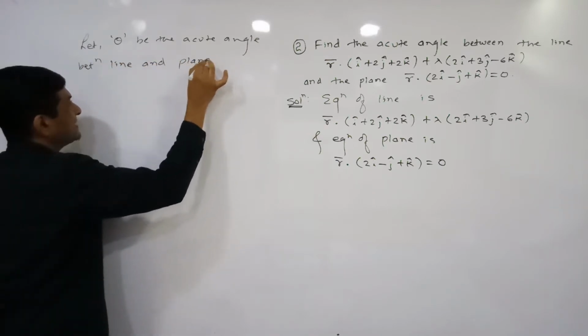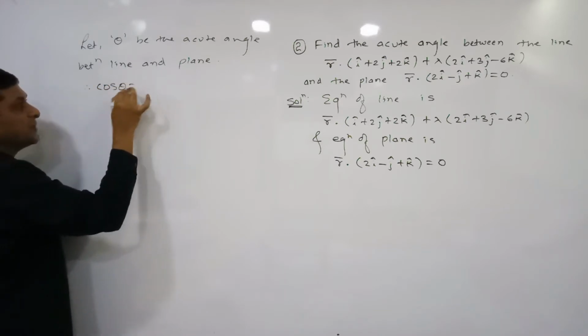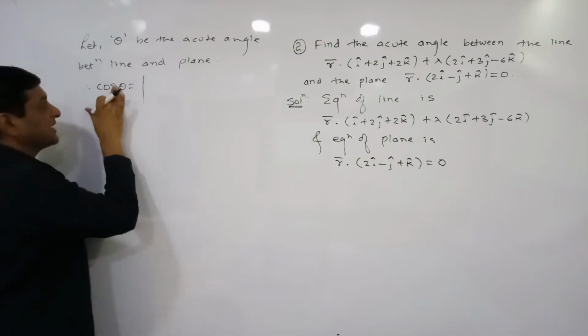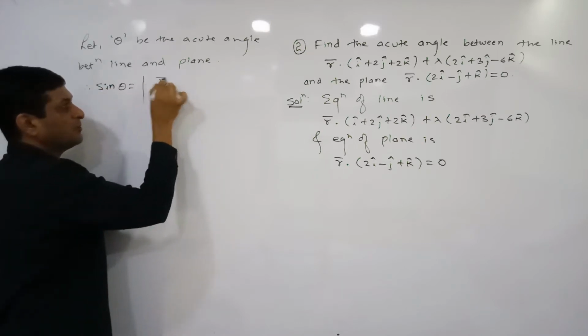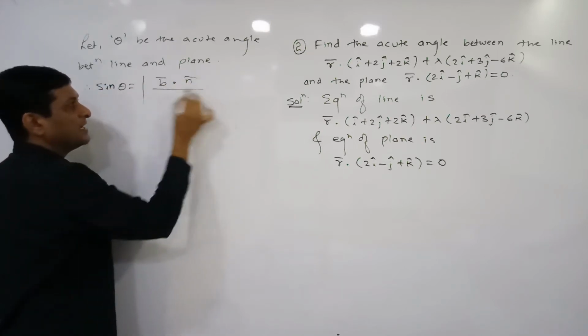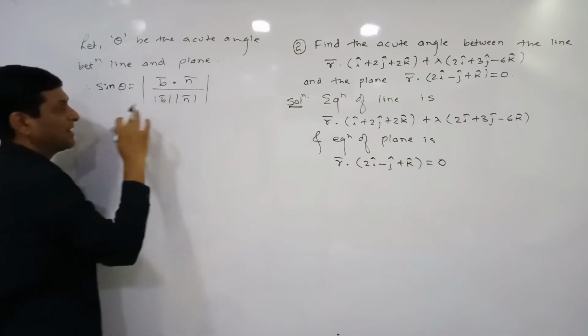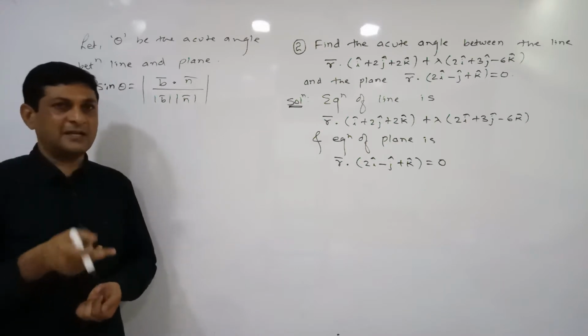So if theta is the acute angle between line and plane, then what is the formula? Sin theta is equal to b bar dot n bar divided by magnitude of b bar into magnitude of n bar. We have proved this formula to find the acute angle between a line and a plane. Applying this formula, we are able to find the angle between line and the plane.